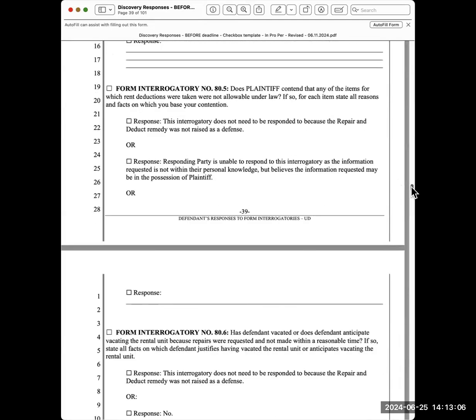80.5. Does plaintiff contend that any of the items for which rent deductions were taken were not allowable under law? If so, for each item, state all reasons and facts on which you base your contention. This is a question for the landlord to answer. But if this was checked for you to answer and repair and deduct remedy was not raised as a defense because it doesn't apply to you, check here and go on to the next question. If you did include repair and deduct remedy as a defense in your answer, then you should answer this question. But this is a question for the plaintiff, so you would most likely check here. Otherwise, you check here and write out your response.